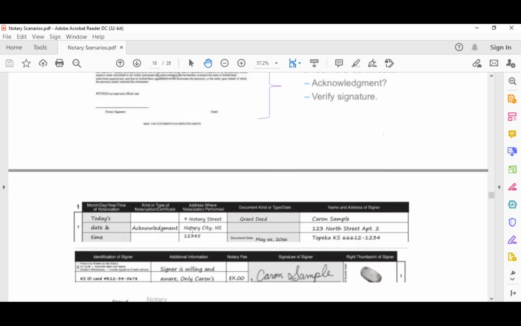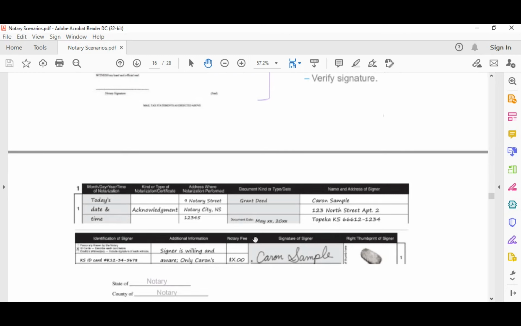Now, remember, this document is for 2 people, but you cannot notarize a person's signature without them being there. So we will only be performing this notarization for Karen Sample, okay? You're going to complete your journal entry. You're going to make sure you put in the notes, you only notarize Karen's signature. Her sister was not there.